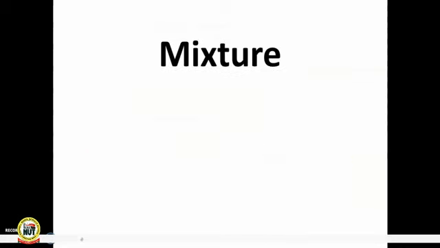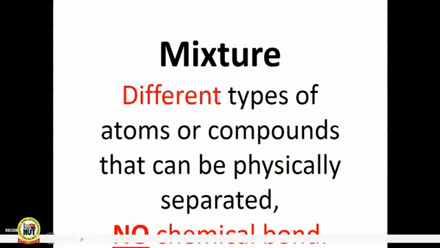Now, we have talked about element and compound. What is a mixture? A mixture is different types of atoms or compounds that can be physically separated, meaning they are not chemically bonded together. There's no chemical bond. The difference between a compound and a mixture is that a mixture can be element or compound.